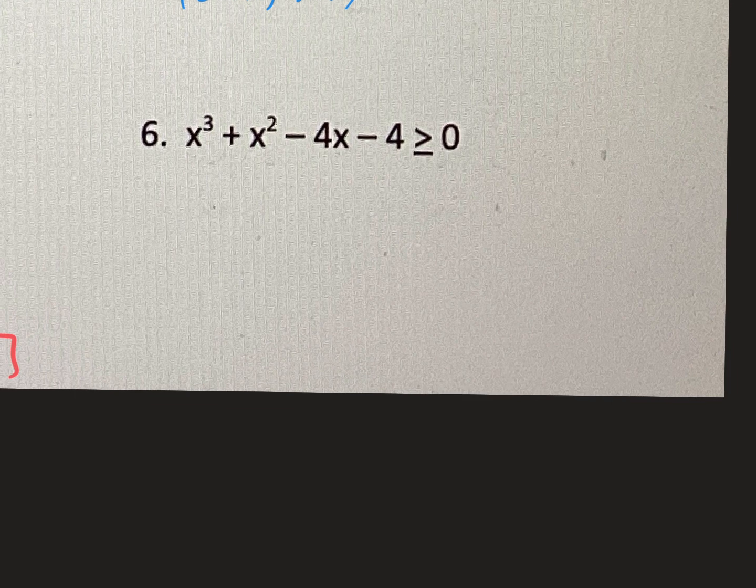And number 6, last one of these. Number 6, you can factor by grouping. So I'm going to group the first two together. I can take out an x squared. That leaves x plus 1. I can take out a -4. Also leaves x plus 1. You should get the same thing. You should get x plus 1 in both of those.